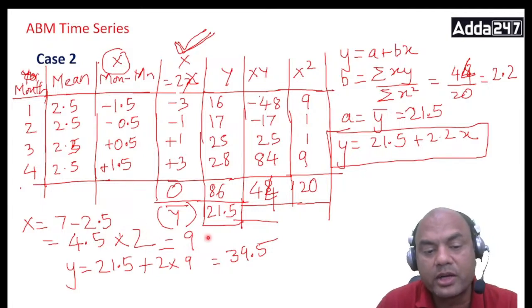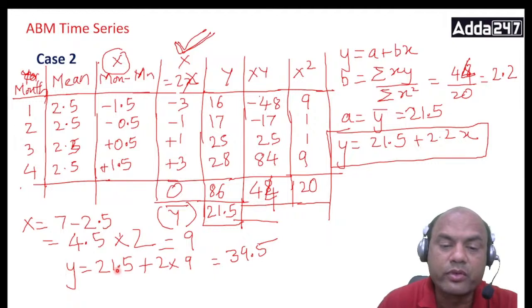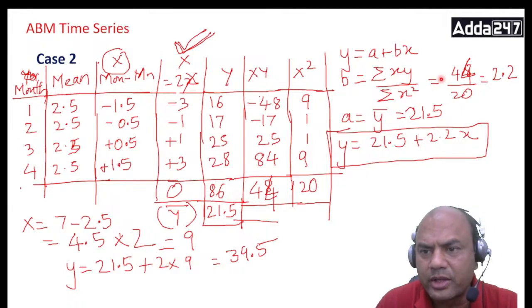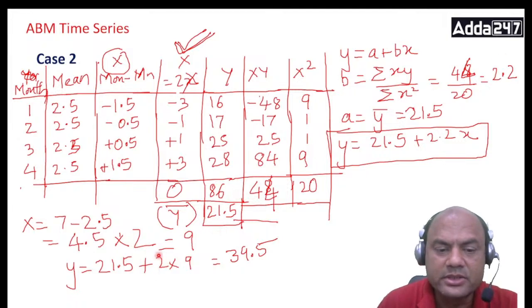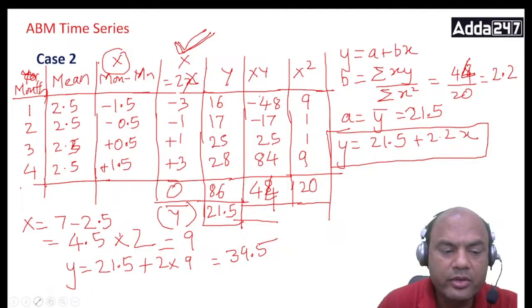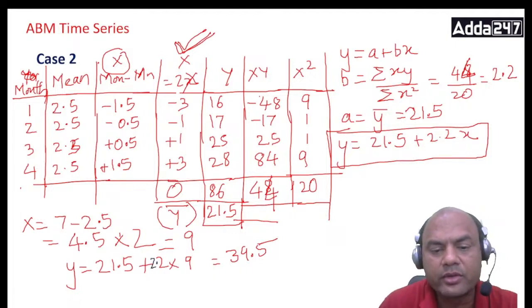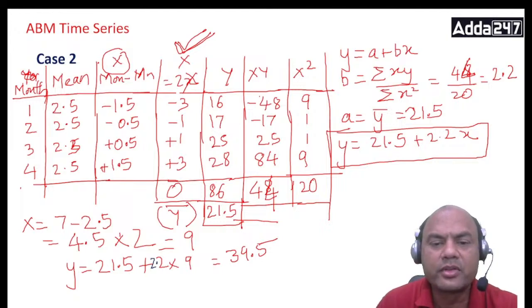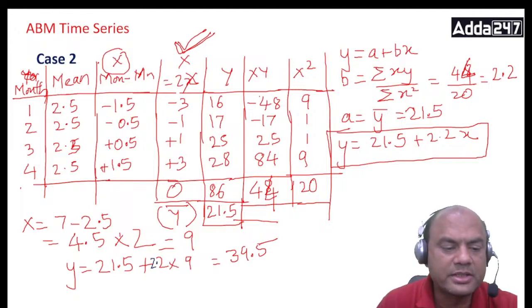So x you got is 9. So put the value: y equals 21.5 plus 2.2 into 9, right? It is 2.2, not 2. See this, this is not 2, this is 2.2. I'll write it. Let me make the change over here. It is 2.2, into 9. So whatever answer you get, I think you'll be getting some different answer now because the figures have changed. Let me check.